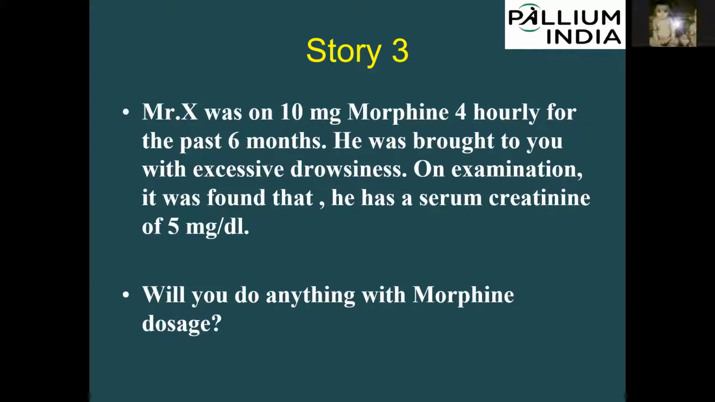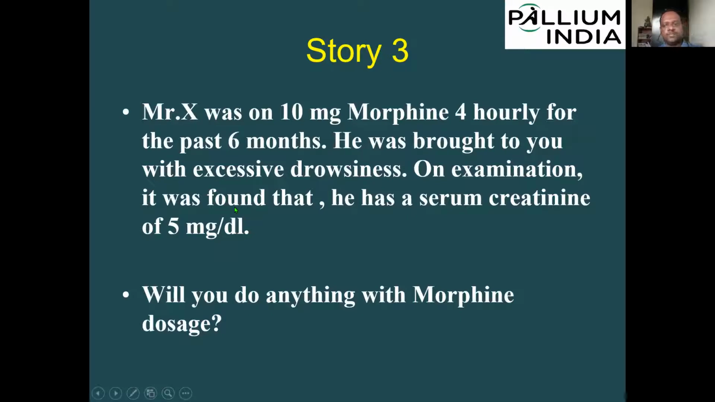Sir, we discussed this, and due to this metabolism and reaching a stable dose, we need to calculate the glomerular filtration rate, and depending on that, we need to reduce and readjust the morphine dose and add any other adjuvant.